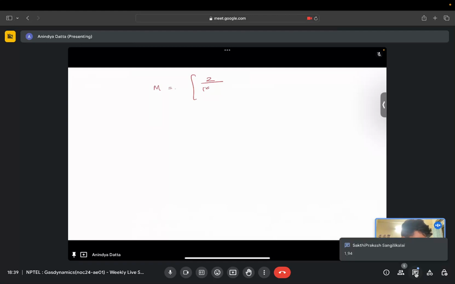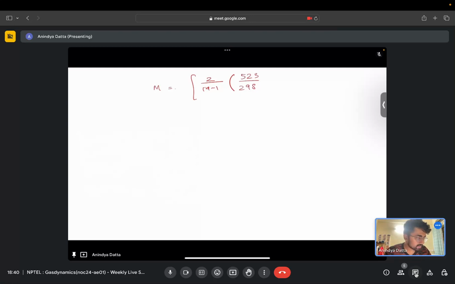2 by 1.4 minus 1, T0 is 523, and remember always to convert the temperature to the Kelvin scale. Whenever there are temperature ratios, it is important that you have all the temperatures expressed in the Kelvin scale. So we will get Mach number as 1.94. Hope this is clear. Let's move on to the next question.